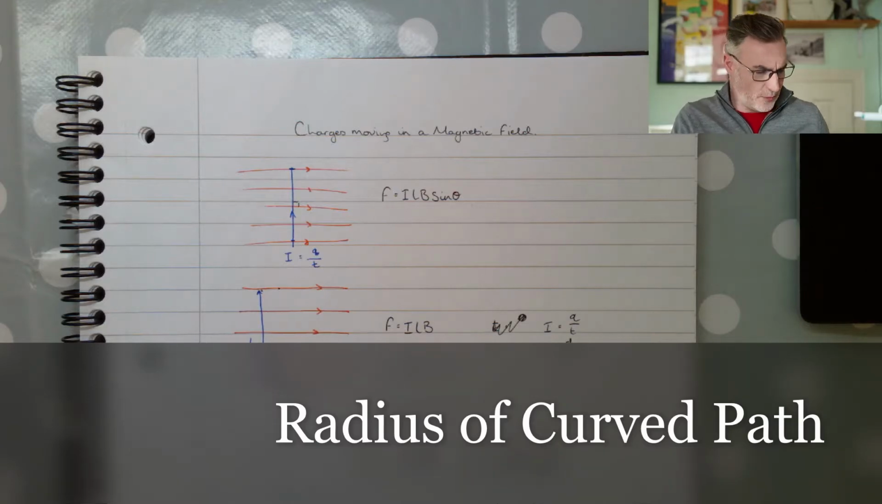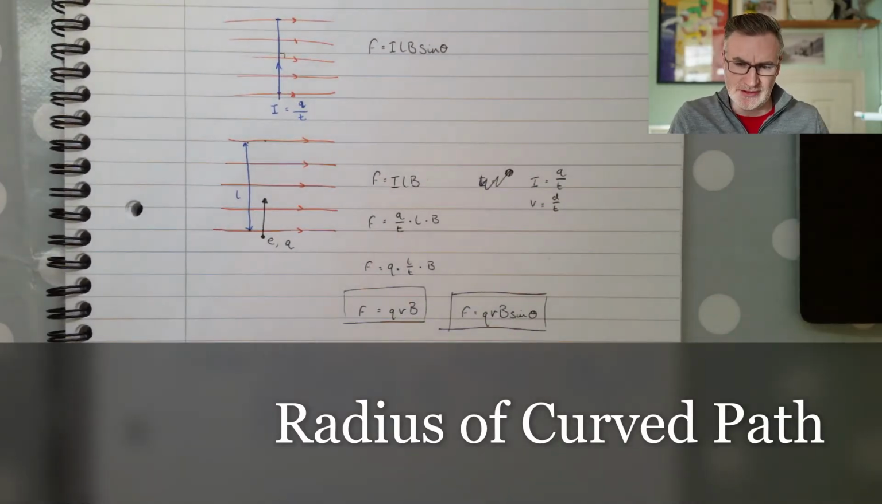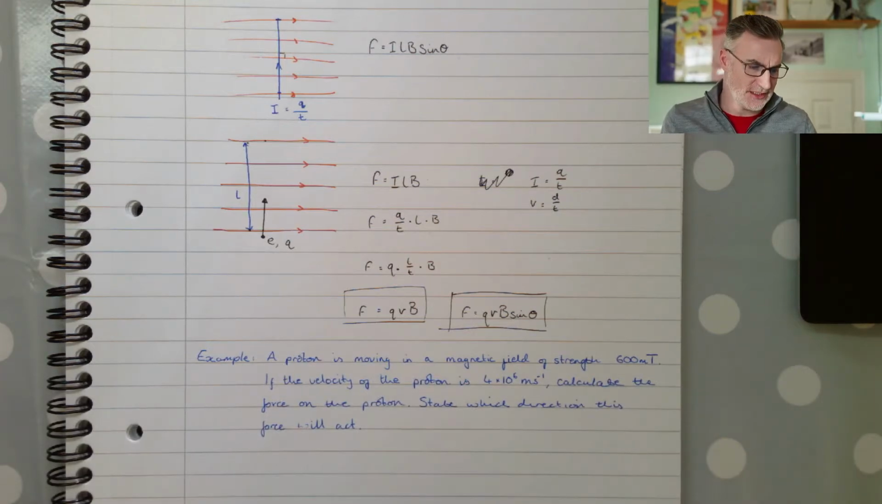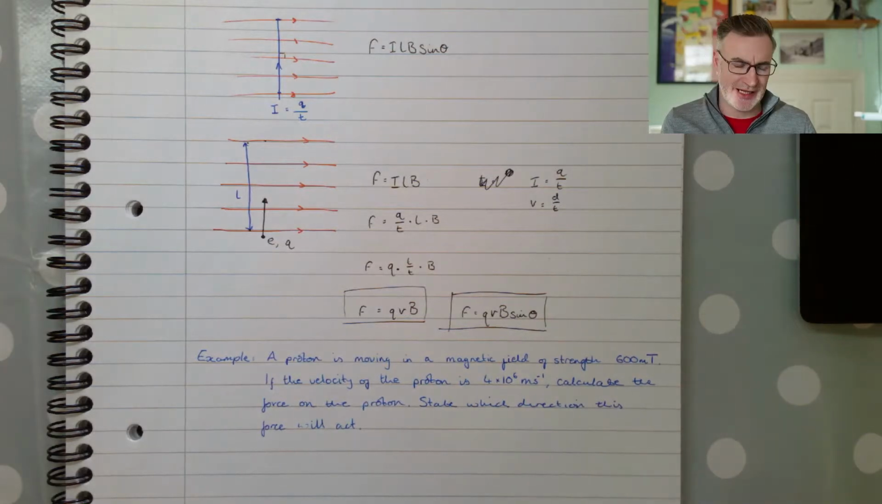So let's look at a worked example here. We have a proton moving in a magnetic field of strength 600 milliteslas. If the velocity of the proton is 4 times 10 to the 6 meters per second, calculate the force on the proton, and we're also wanting to state which direction this force will act.